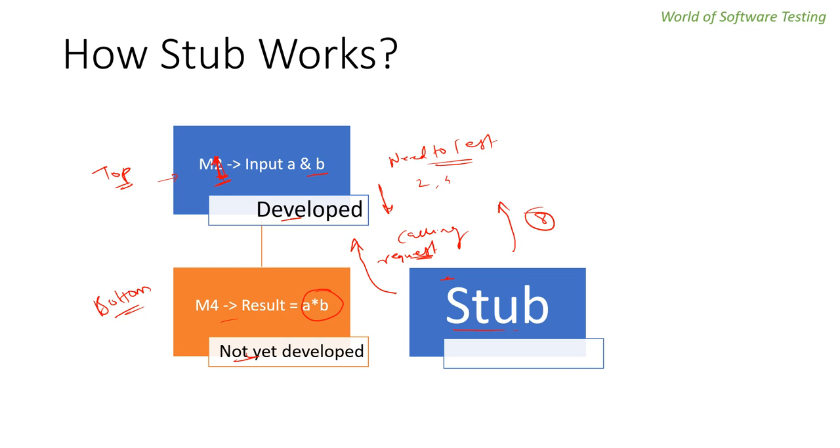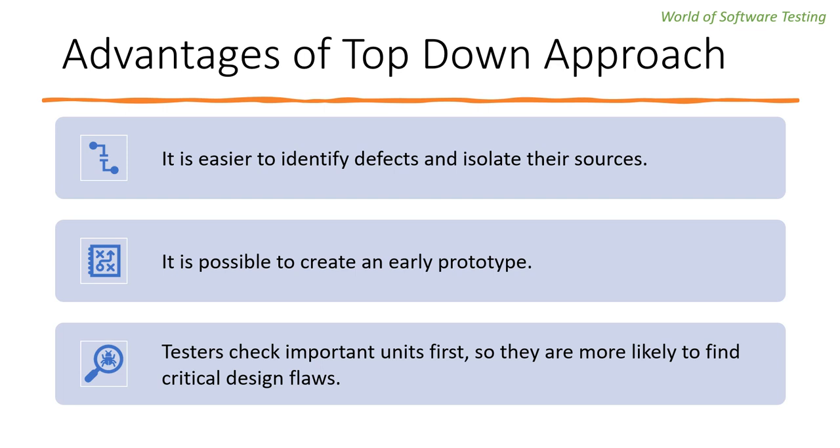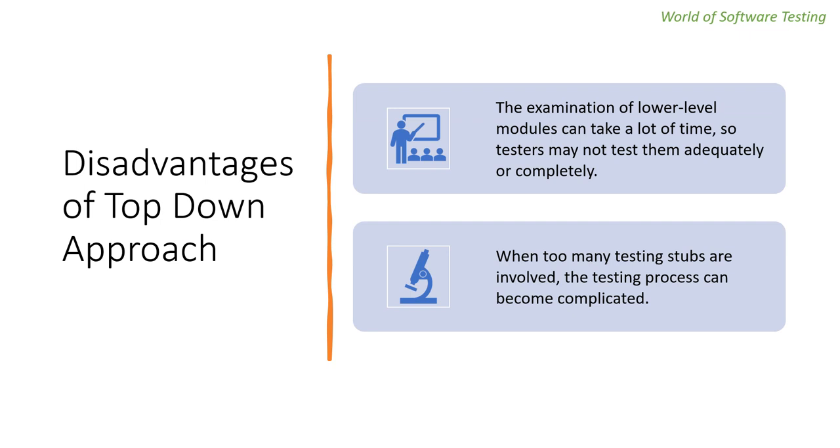So let's move on to the advantages of the top-down approach. It's easier to identify defects and isolate their sources. It is possible to create an early prototype. The testers check the important units first, so they are more likely to find critical design flaws. Now let's discuss the disadvantages of the top-down approach. The examination of lower level modules can take a lot of time, so testers may not test them adequately or completely. When too many testing steps are involved, the testing process can become complicated.